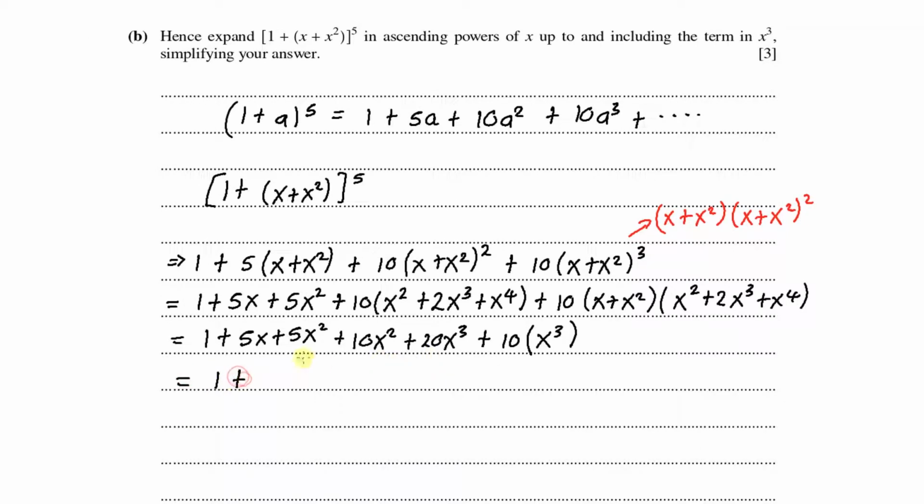1 plus the terms in x, we only have 5x. Then the terms in x squared, we have 5x squared and 10x squared. So that gives us 15x squared. And the terms in x cubed, we have 20x cubed and 10x cubed, and that's 30x cubed. So these are the only terms in ascending powers of x up to and including the term in x cubed. That's our answer right here.